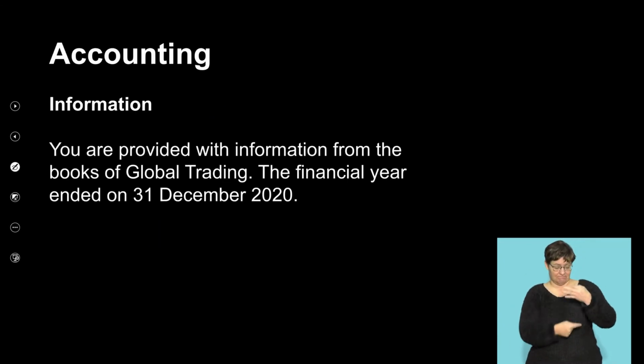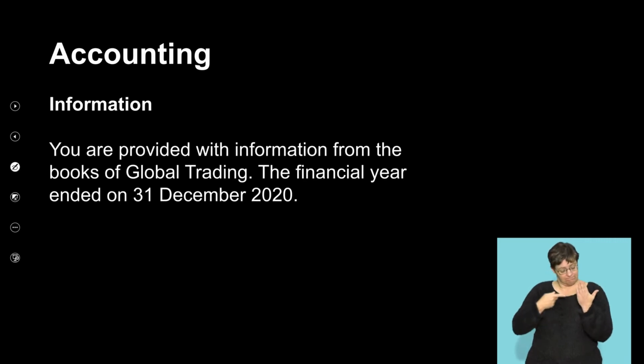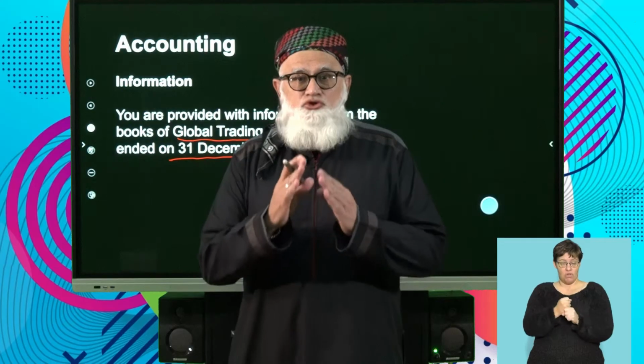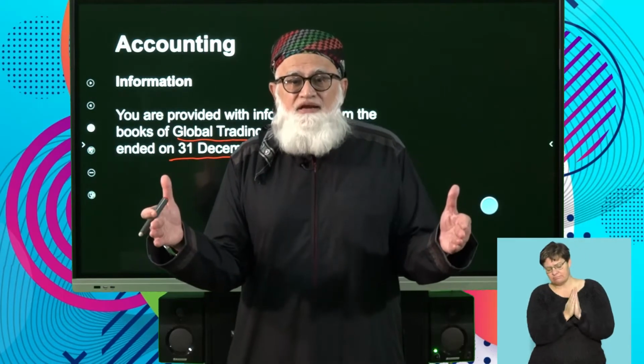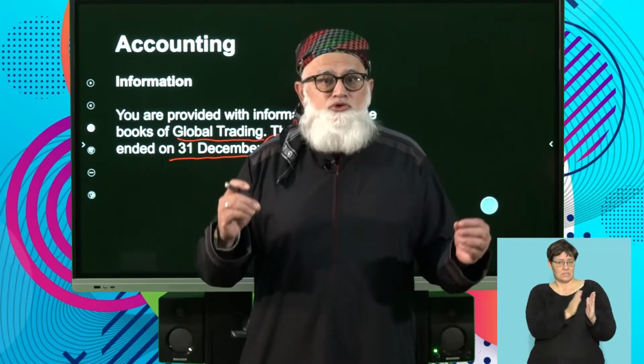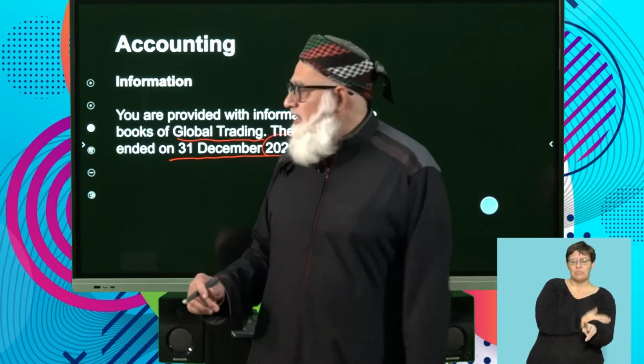Okay, what do we have here? You are provided with information from the books of Global Trading. The financial year ends on the 31st of December 2020. Very important when it comes to your financial year to remember what's the period under review. What are you working from? So in that way you'll be able to identify your accruals, your prepayments, etc.